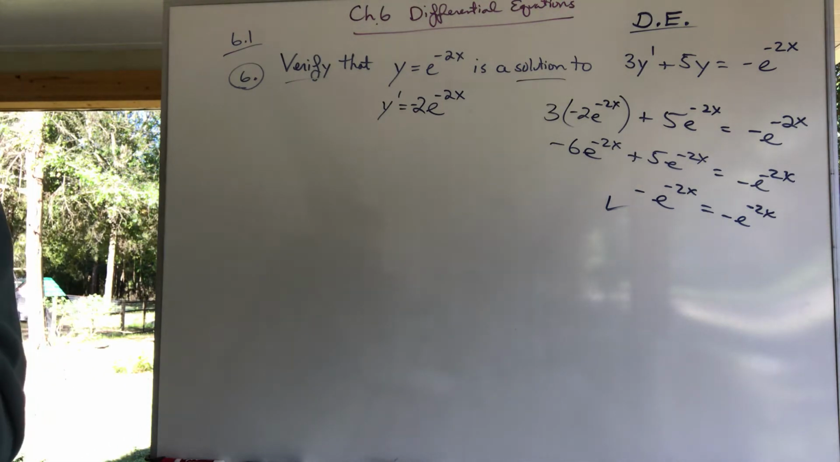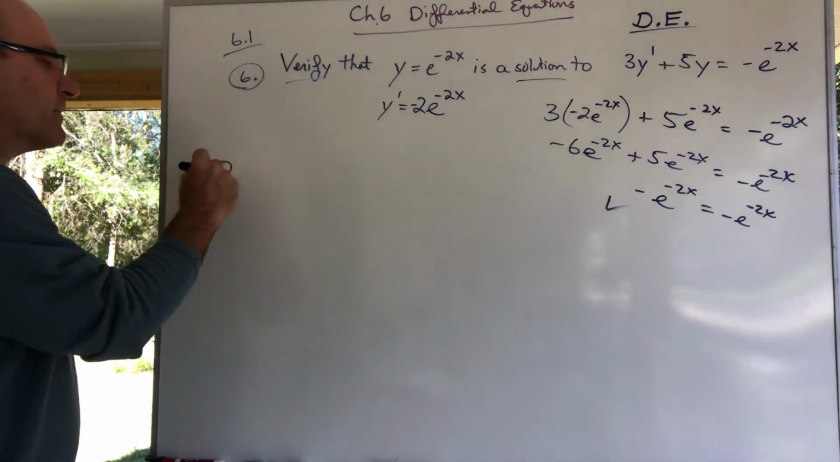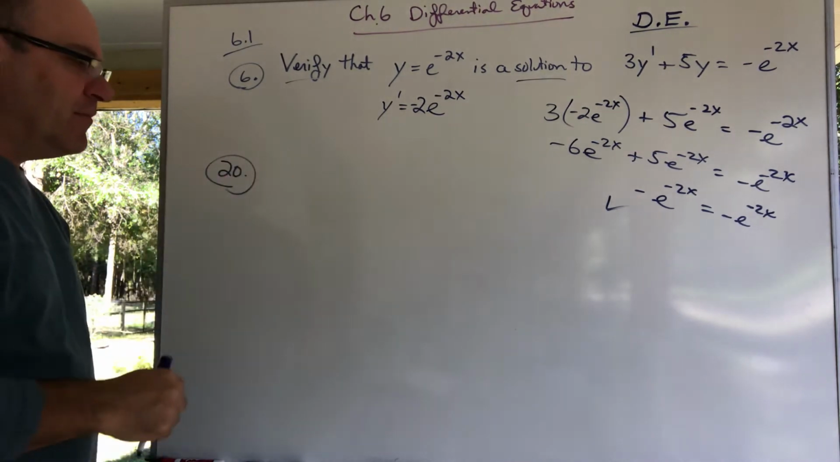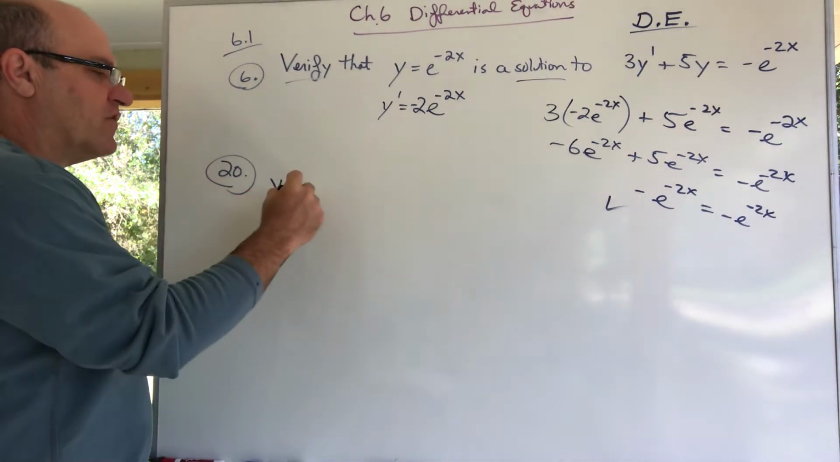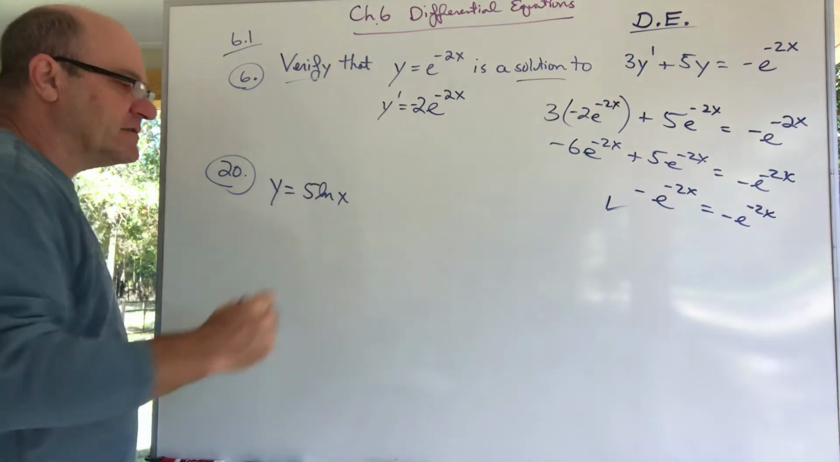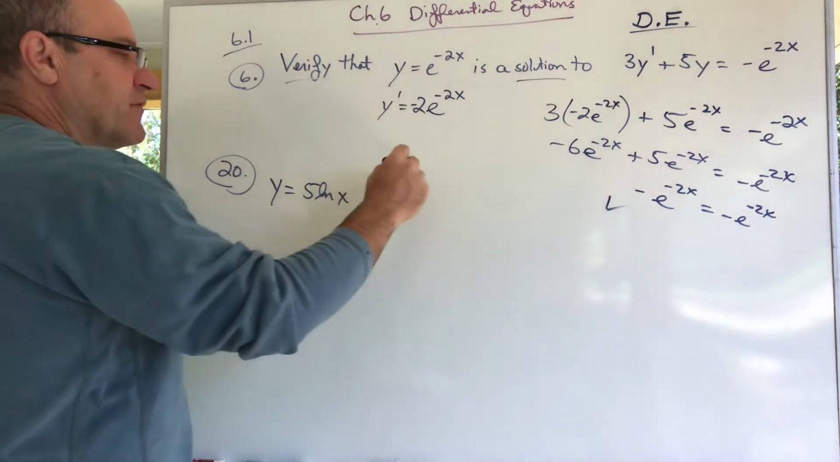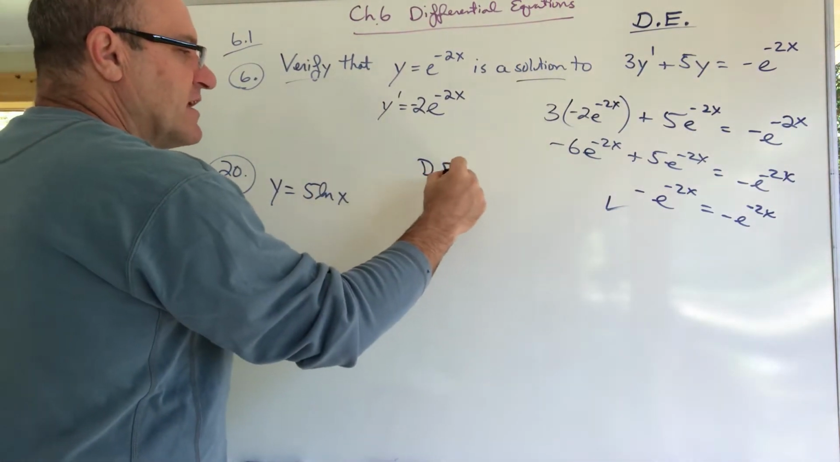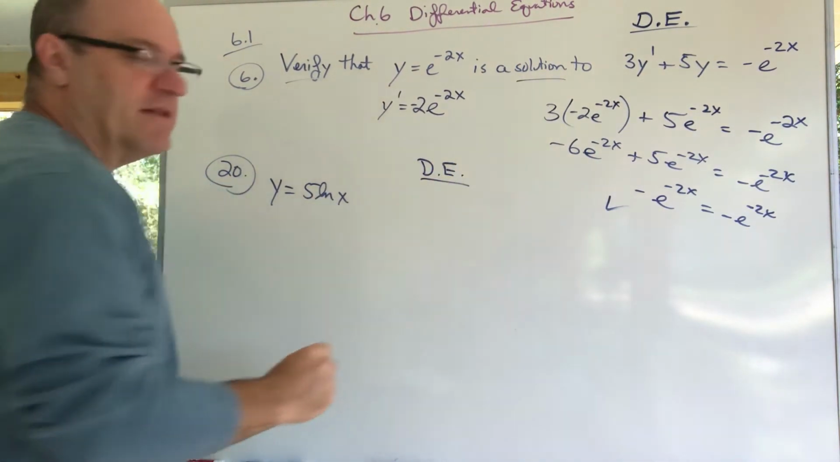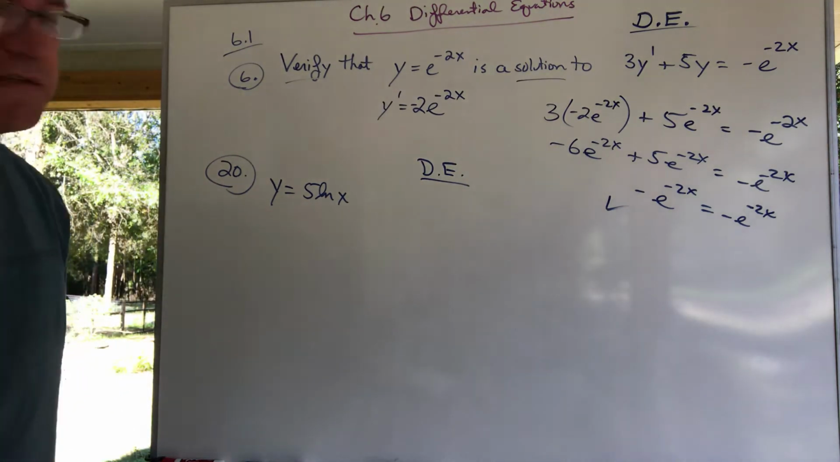I want to do another one. A little later here in the homework, there's this number 20. Number 20 gives me this function y equals 5 natural log of x. But then up above in the directions, they give me this differential equation. The differential equation they give me, and I call it a DE, is this.